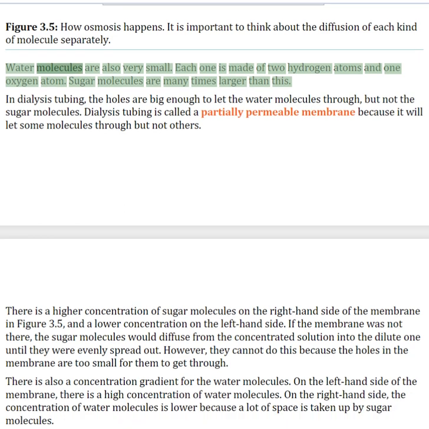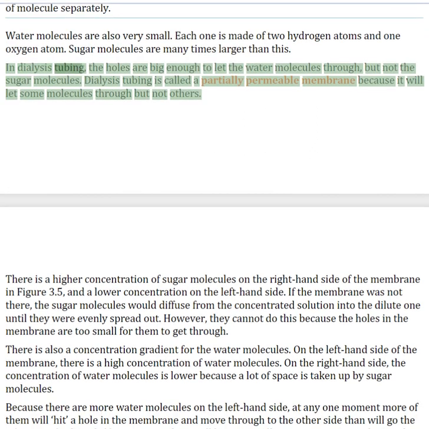Water molecules are also very small. Each one is made of 2 hydrogen atoms and 1 oxygen atom. Sugar molecules are many times larger than this. In dialysis tubing, the holes are big enough to let the water molecules through, but not the sugar molecules. Dialysis tubing is called a partially permeable membrane because it will let some molecules through but not others.